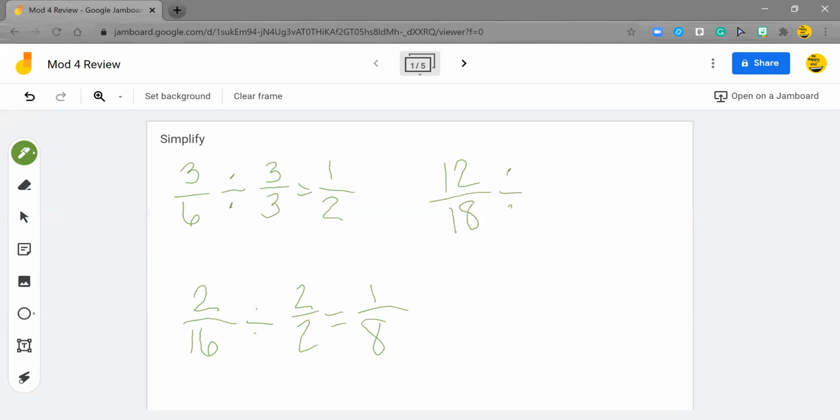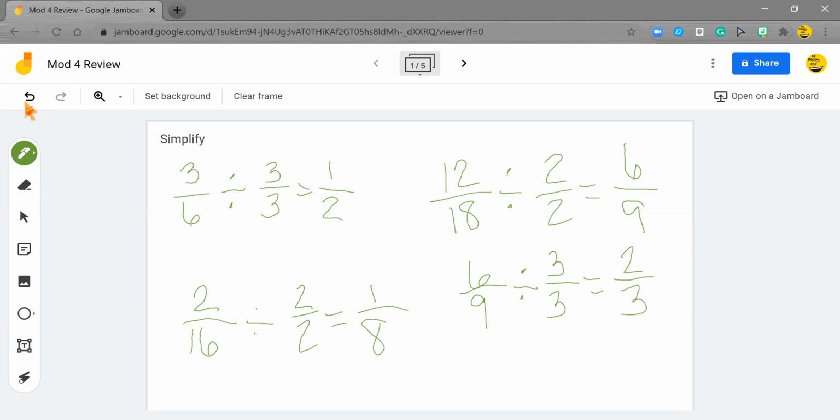Say I have 12 over 18, you guys. I don't know what number I can pull out right away, but I see that they're both even. So I'm going to go ahead and quick pull a 2 out. 2 goes into 12, yes, 6 times, and 2 into 18, yes, 9 times. Now I have the 6 over 9. I have to do it again because I can see that I need to pull out a 3. So I'm going to pull out 3 on both sides. 3 goes into 6 2 times, and 3 into 9 is 3 times.